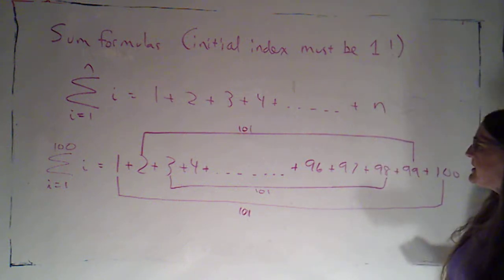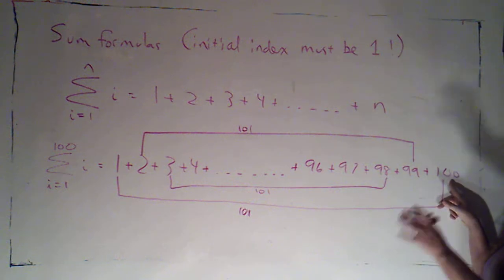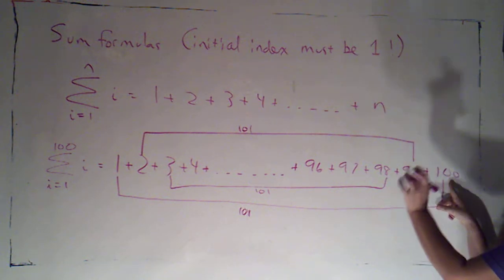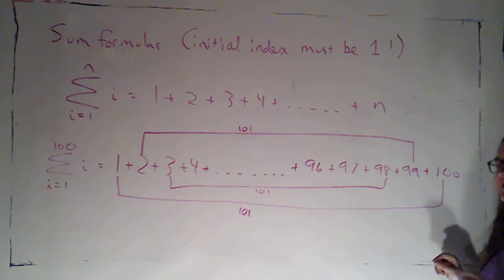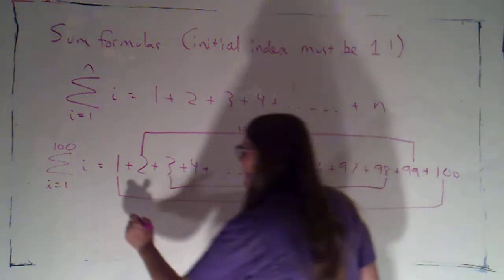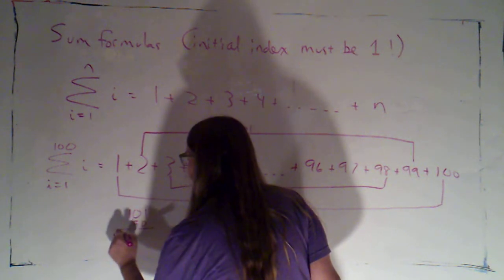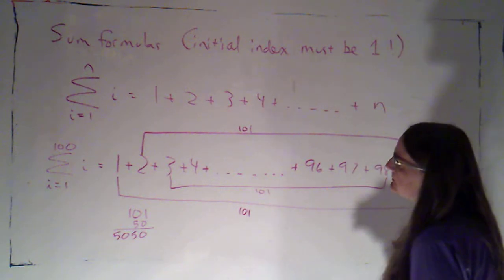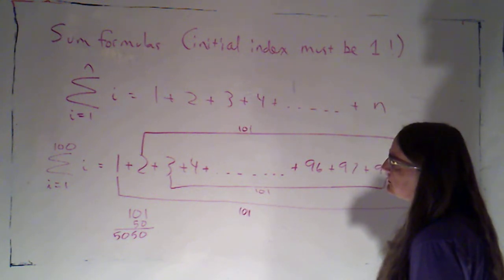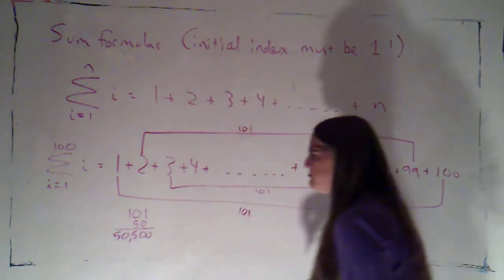How many copies? Well, if there were 100 numbers on the list, and each pair gives me 101, I've got 100 numbers, I've got 50 pairs. So this is going to be 101 times 50, which is going to be 50,500.